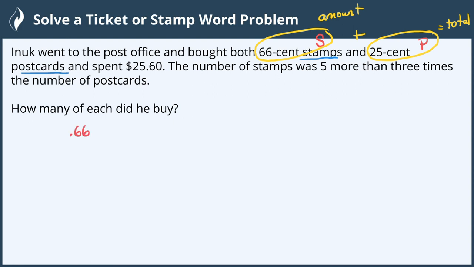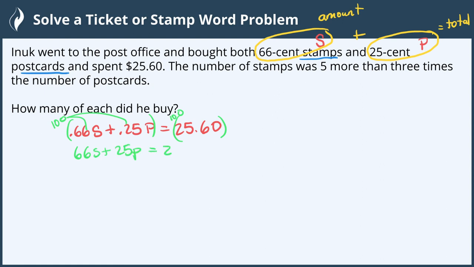66 cents or 0.66 times the number of stamps, which is s, plus 0.25 for 25 cents times the number of postcards equals $25.60. Working with decimals can sometimes be messy, so let's get rid of them by multiplying both sides by 100. On the left, we'll do the distributive property, which gives us 66s plus 25p equals 2,560.